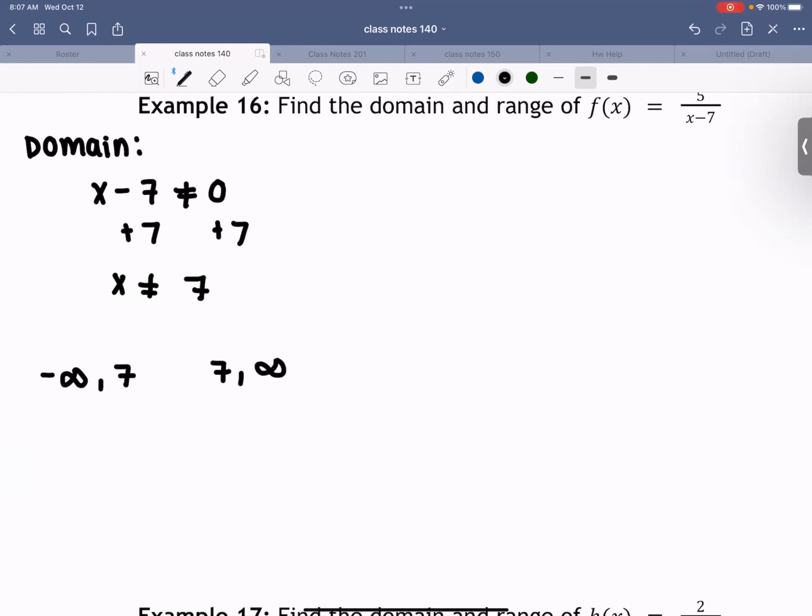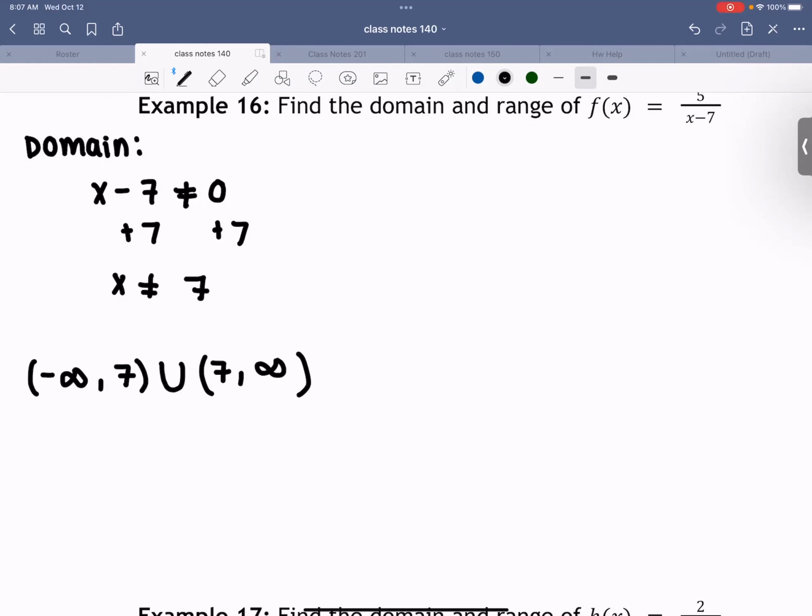Okay. Talking about brackets, am I going to have any brackets here? No, right? Infinities never get brackets. They always get parentheses. And the 7 isn't included because it's not equal to 7. So actually everything is going to get the parentheses. Okay. Now, if you're looking at WebAssign, WebAssign is probably going to use this notation here, a little U in between. All that sign means is and. Okay, so -infinity to 7 and 7 to infinity. So the domain wasn't that hard.